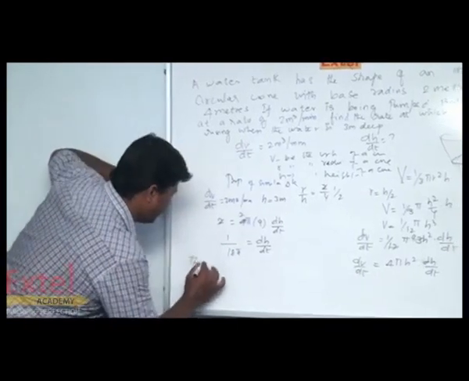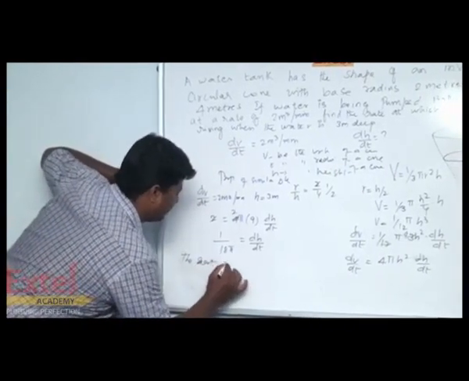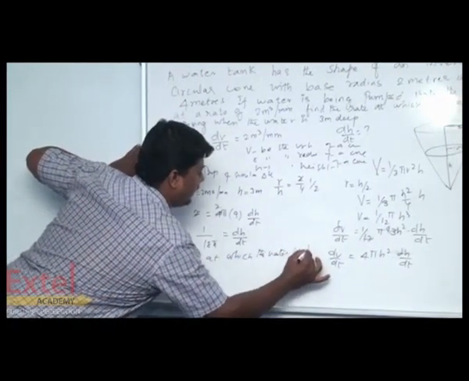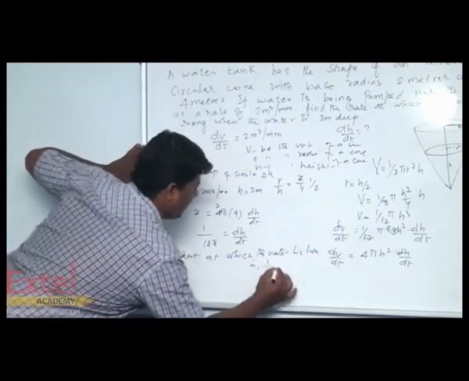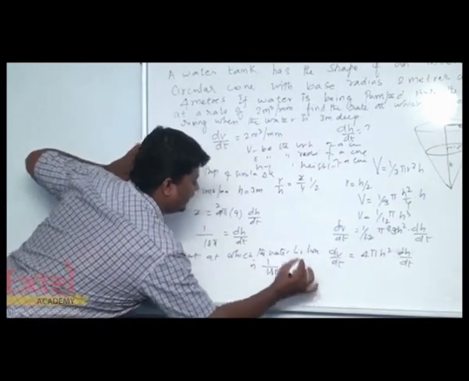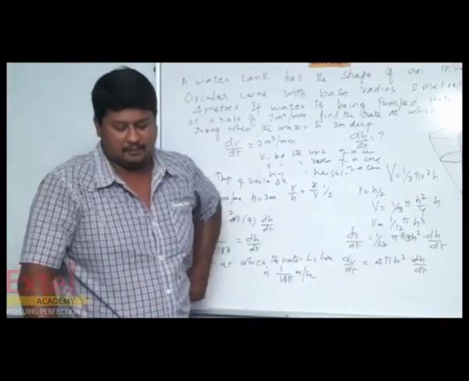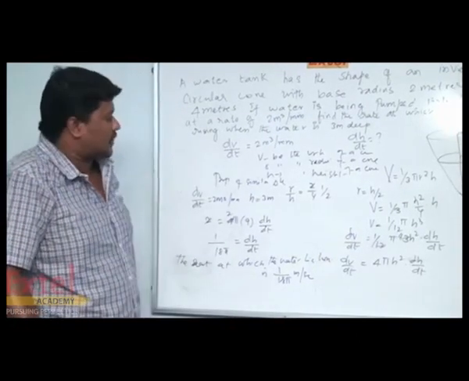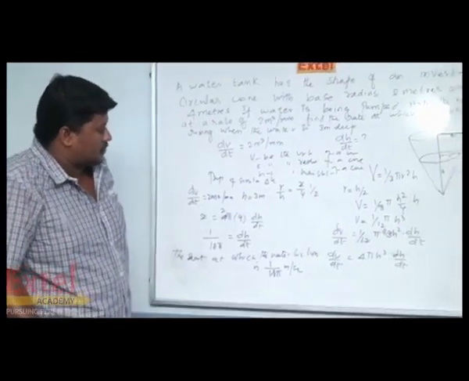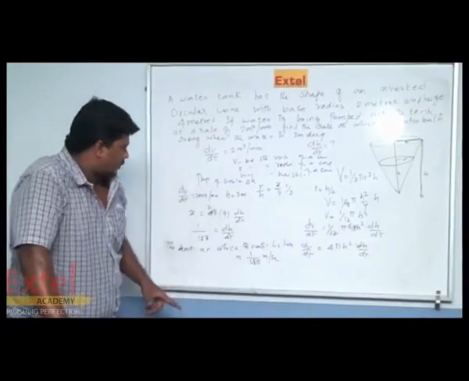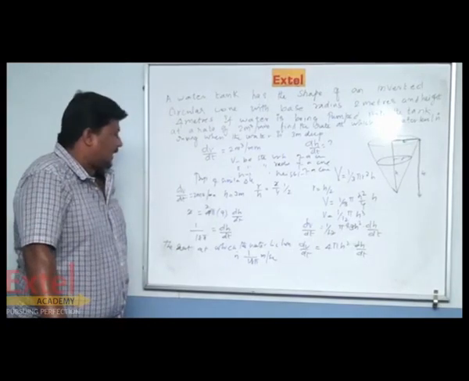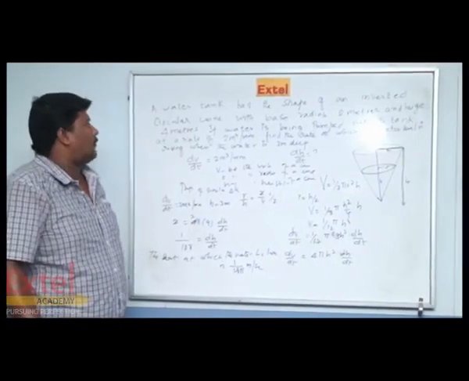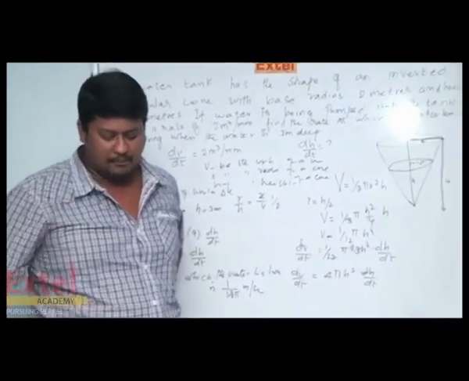Therefore the rate at which the water level is rising is 8 by 9 pi meter per minute. That is the answer. Putting h square equals 9, we are getting the rate in meter per minute. So this is how the first problem is solved.